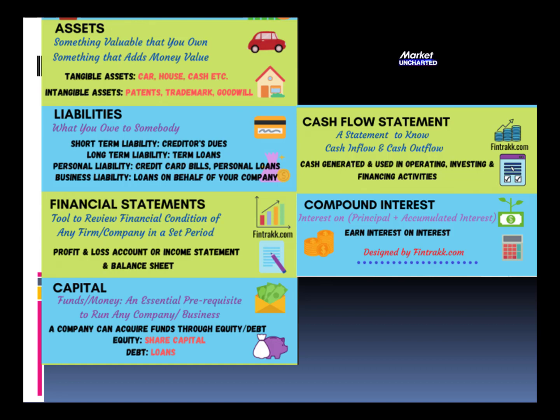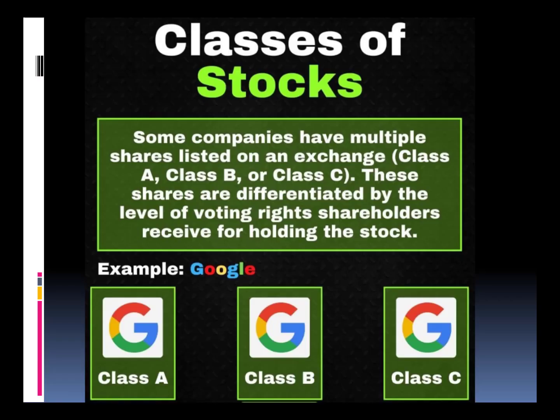Then you need to know how to look at financial statements, which is a tool to review the financial condition of any firm or company in a set period of time. What is capital? For example, money, which is an essential prerequisite to run any company or business. Cash flow statements, which is a statement to know cash inflow and cash outflow. And finally, the eighth wonder of the world, compound interest and how to earn it.